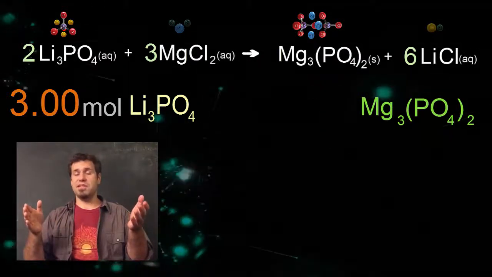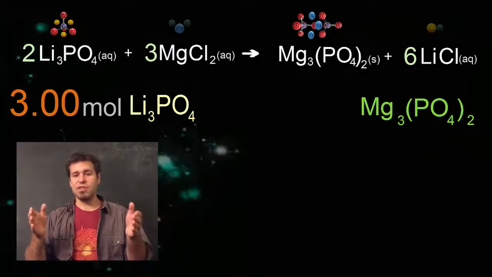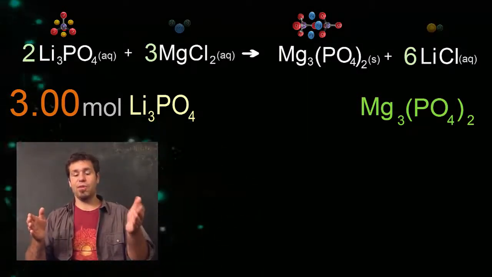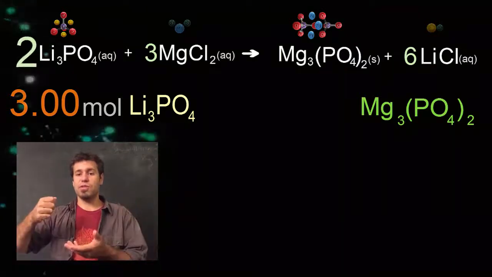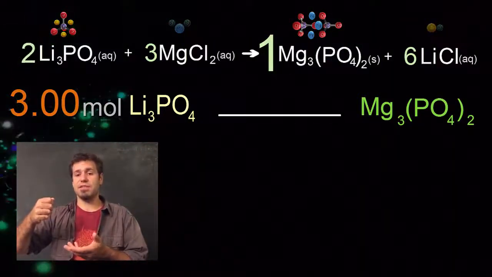The first issue is, I have moles of lithium phosphate, I need it to be magnesium phosphate, so I'm going to have to change the label on it. The only way to do that, we're going to use the molar ratio, which is 2 moles of lithium phosphate to 2 moles of magnesium phosphate.